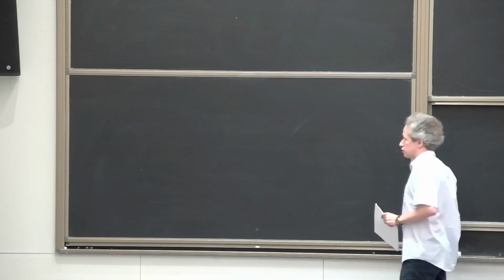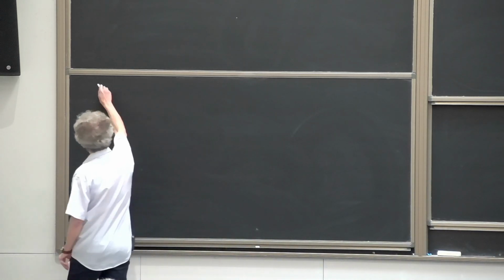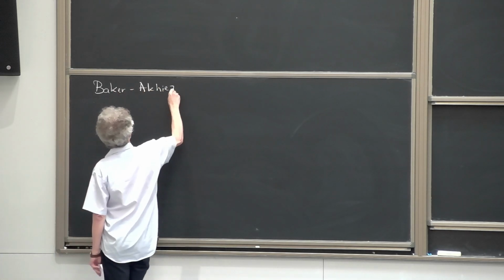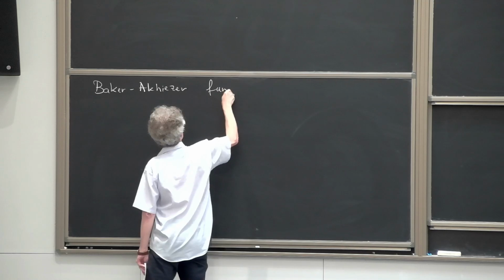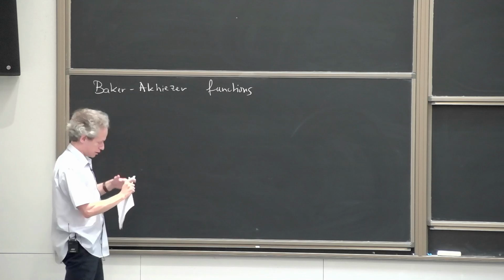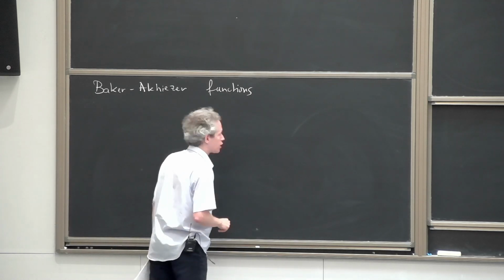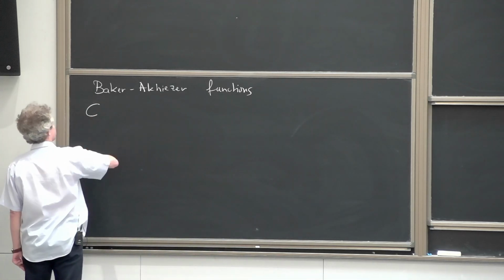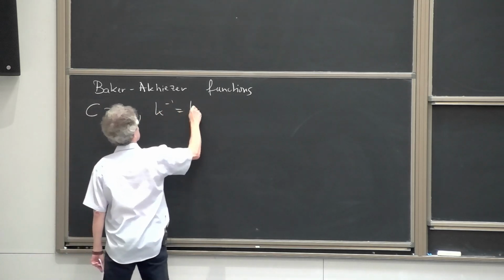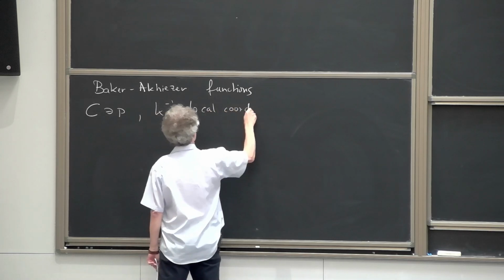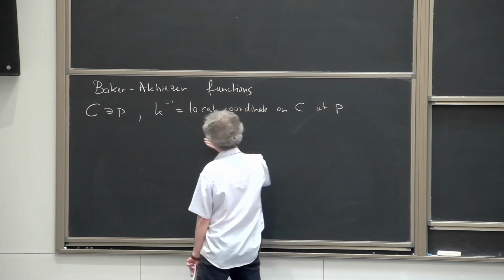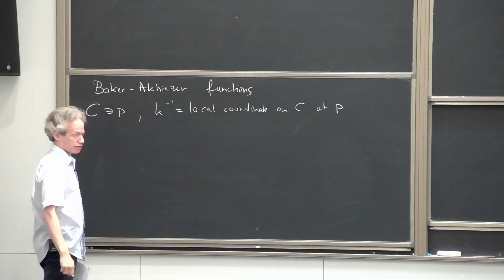So I want to remind you about the Baker-Akhiezer functions. They were considered by Akhiezer in less generality, and I want to write a slightly more general statement than I wrote last time. So hopefully, while you were hiking the Great Wall yesterday, you were thinking about Baker-Akhiezer functions, so they're now much more familiar. But the statement is as follows. You have a curve C, you have a point P, and k inverse is a local coordinate on C at P. So k of P is equal to infinity, which is very convenient in many ways.